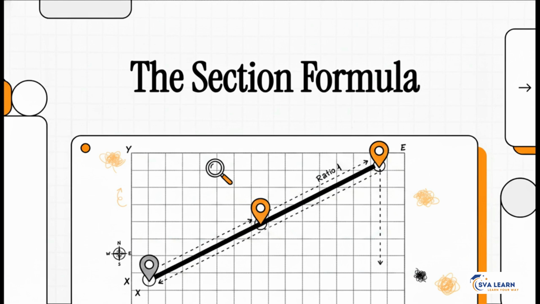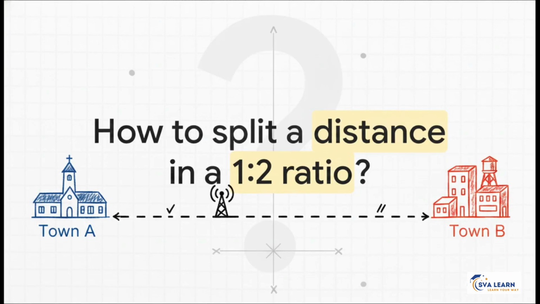Let's dive right in. So imagine you're an engineer for a telecom company, right? And you need to drop a brand new relay tower exactly between town A and town B. But here's the catch. It needs to be placed so its distance from town B is exactly twice its distance from town A, an exact 1:2 ratio. How on earth do we find the precise map coordinate for that tower without just totally guessing?